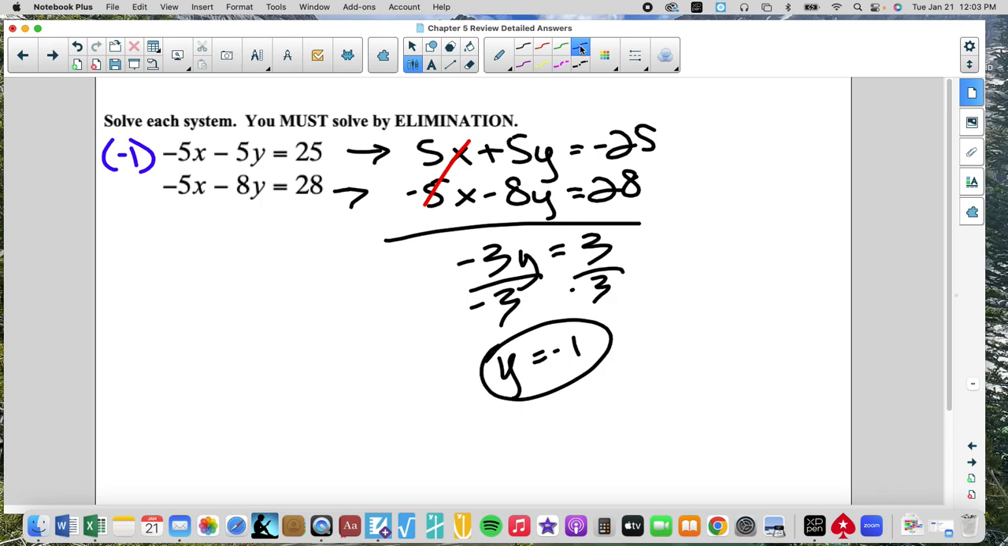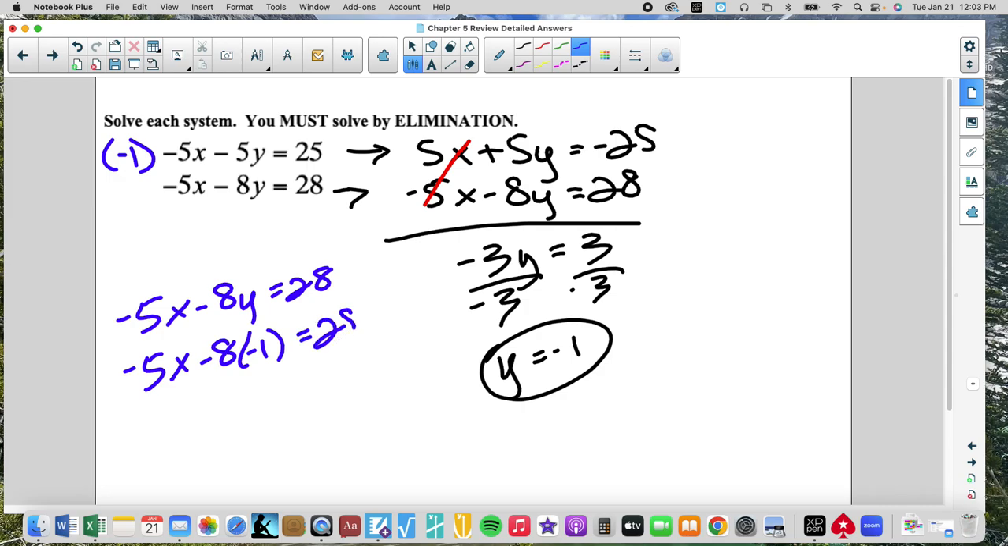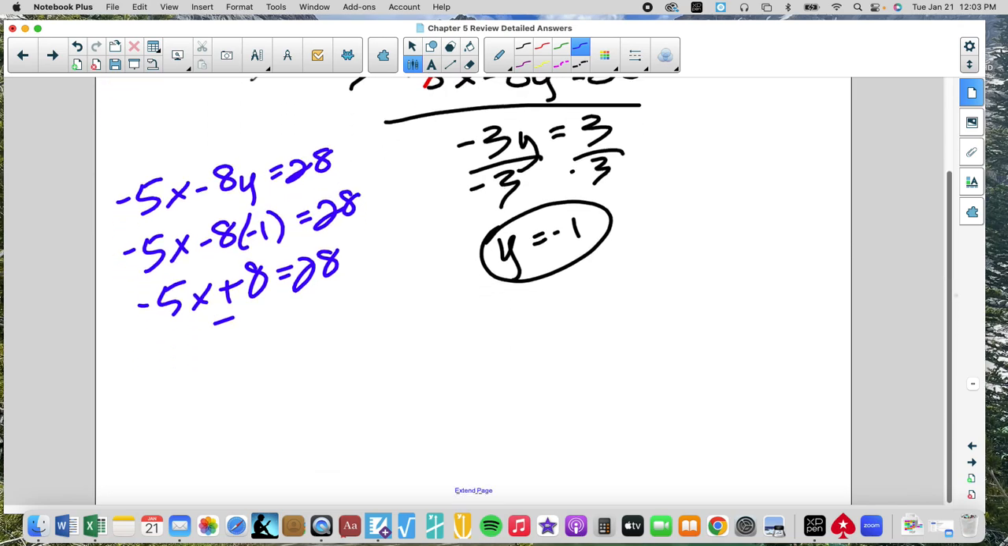Take any of the equations: negative 5x minus 8y equals 28. Substitute negative 1 for y. Negative 5x plus 8 equals 28. Minus 8.